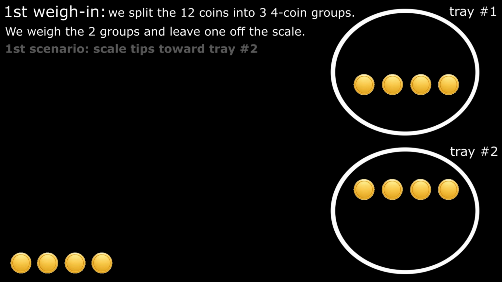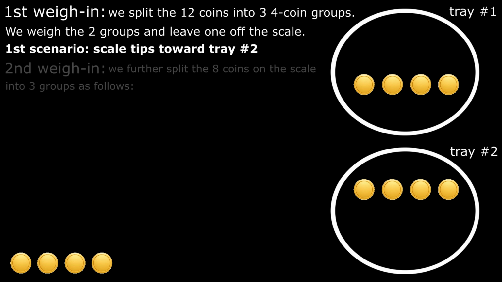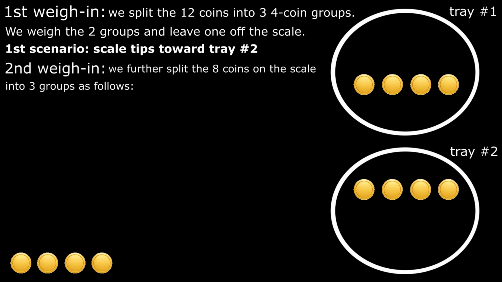So let's first cover the scenario that the scale unbalances during the first weigh-in. What do we do then? Well, we further separate this 8 coin group that's on the scale into 3 groups as follows. One group is a 2 coin group. The other 2 groups are 3 coin groups. So in the 2 coin group, we swap the sides of the coins. We do the good old switcheroo, in other words.